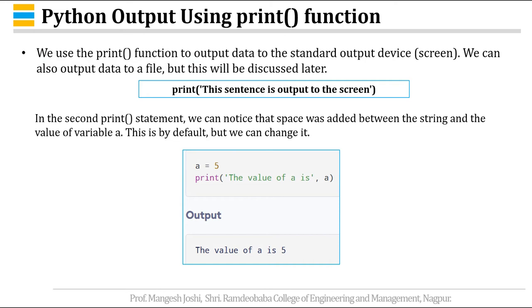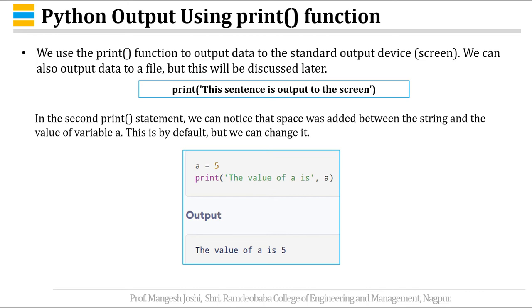Now, first of all, we will take Python output using the print function. We have already seen this print function in various programs. So you already know the syntax of it. That is print, and in brackets, the string which is required.